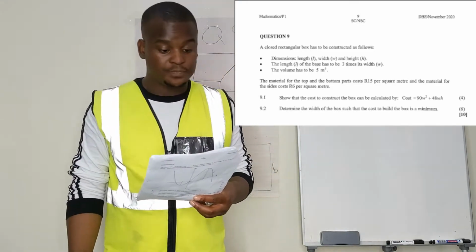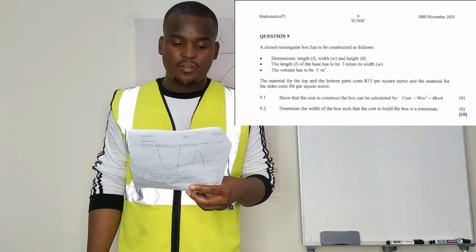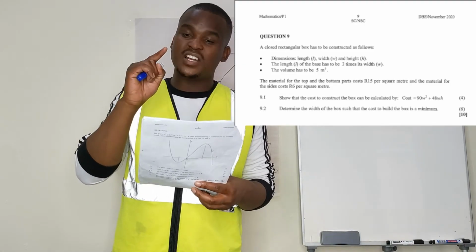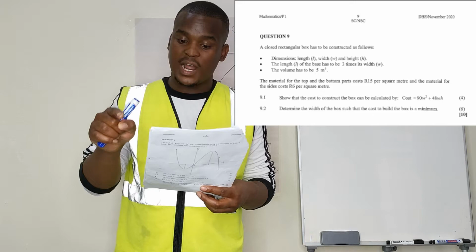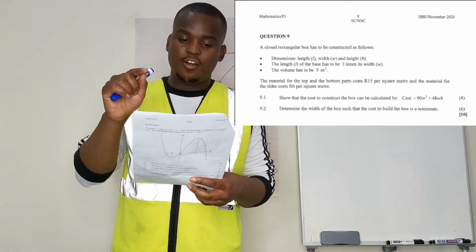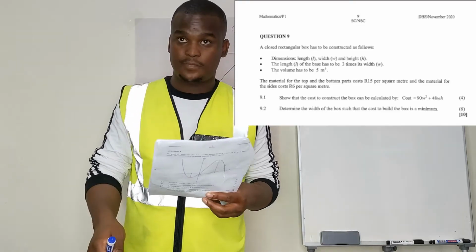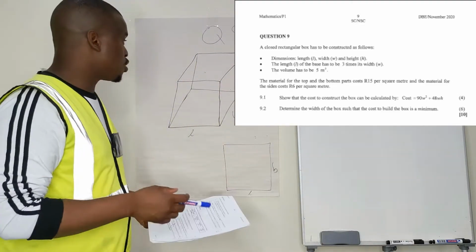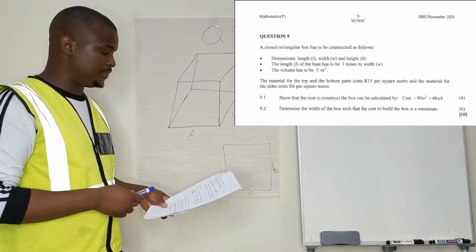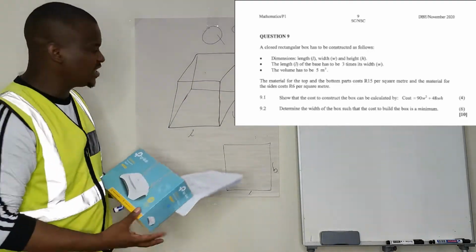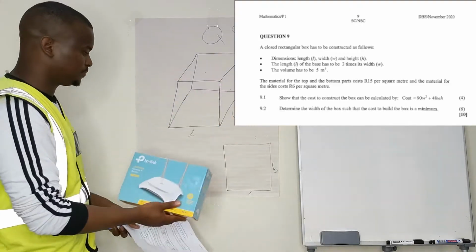So let's continue. The material for the top and bottom costs 15 rand per square meter, right? And the material for the sides costs 6 rand per square meter. So I've tried to draw this box as shown here. So here is our rectangular box, something similar to this, right?